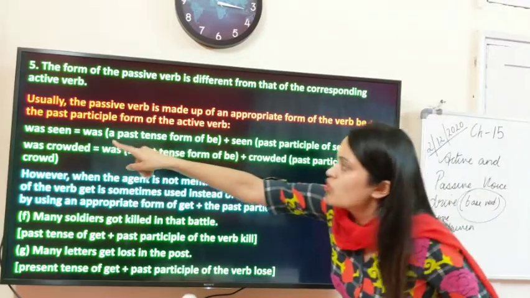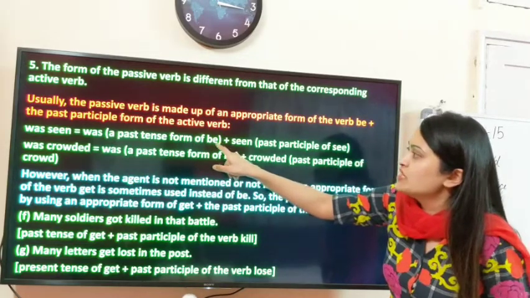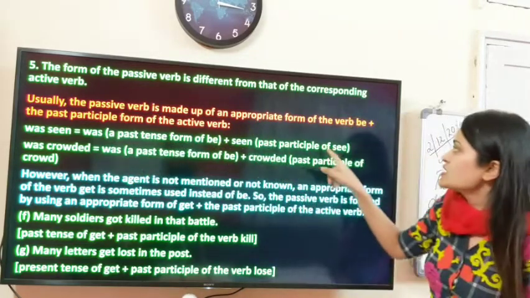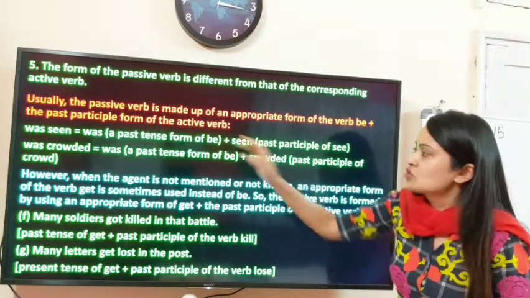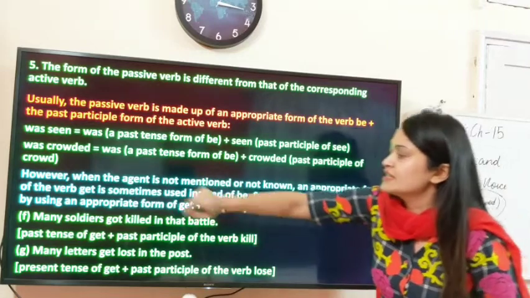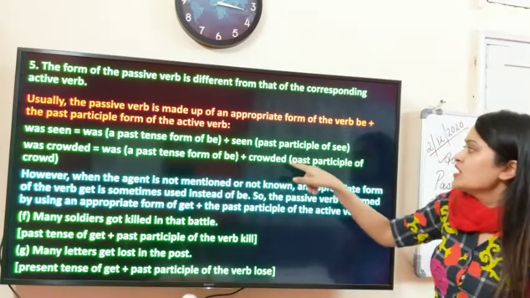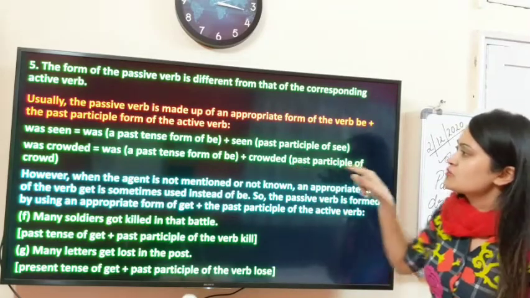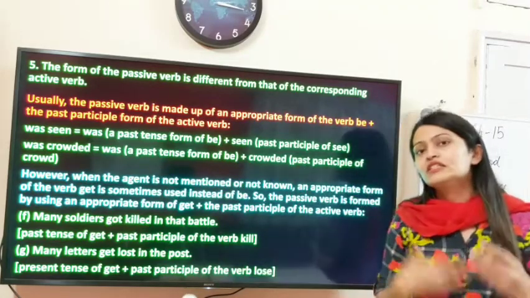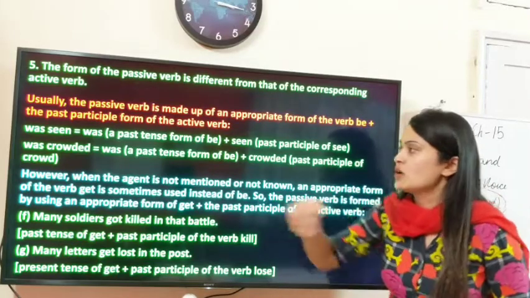Okay, so over here, was seen. How did we derive was seen? Be, the past tense of be is was, and the past tense of see is seen. So we've derived that was seen can be used in the passive sentence. Was crowded: was is the past tense of be, and crowded is the past participle of crowd. You will learn this once you practice more examples. There will be a table we'll be doing just now.